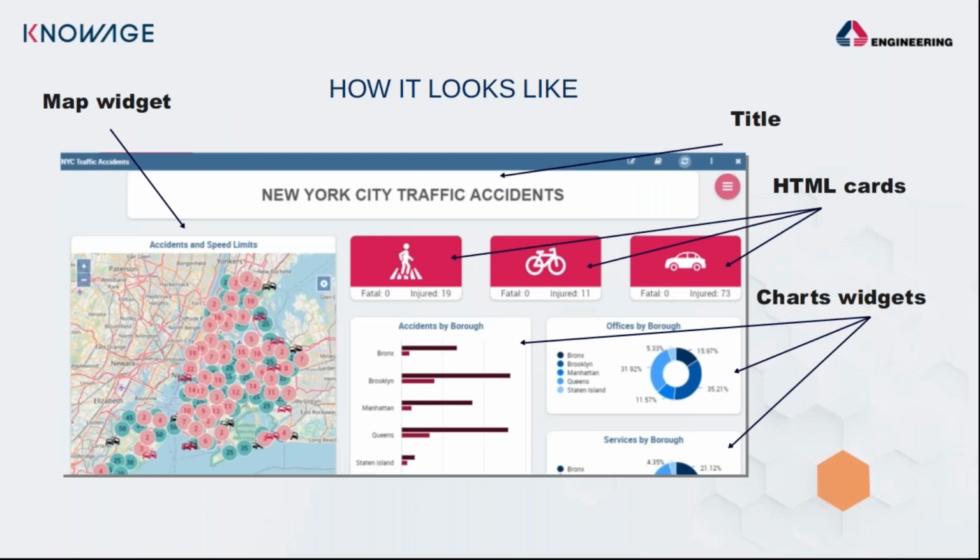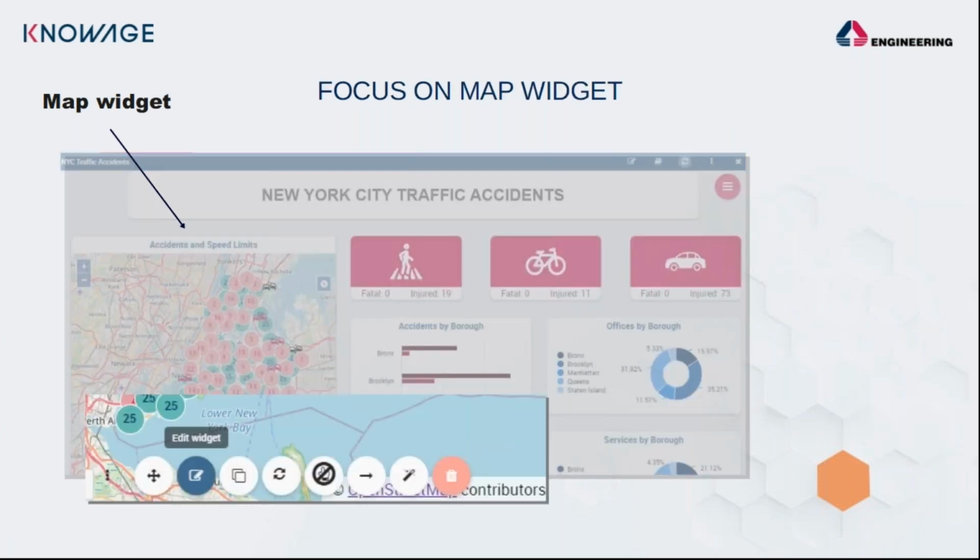Here is how it looks, just to have in mind where we are going. This is an example of a dashboard or a cockpit. Inside the dashboard there are several elements, for instance a title, a map widget, HTML cards, and chart widgets. Of course, you cannot tell from here which is an HTML or a chart widget, but you will see later how to choose among them. For now, let's focus on the map widget.